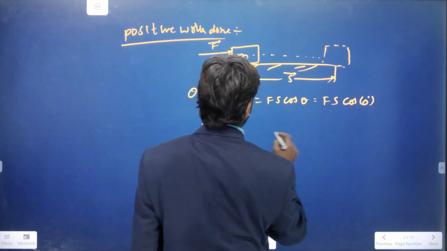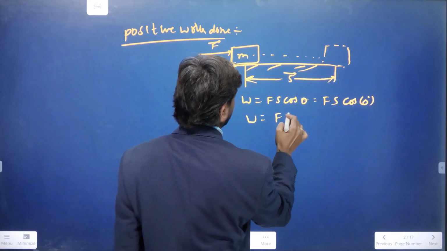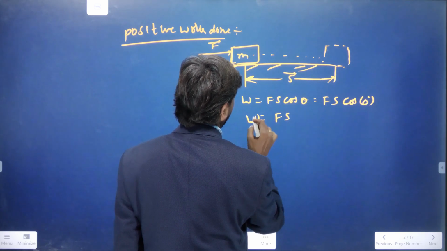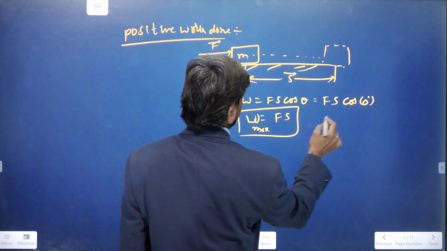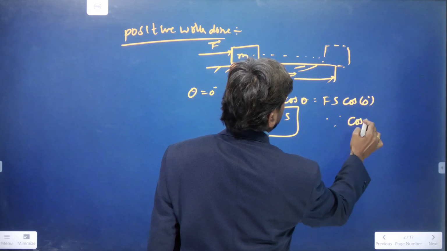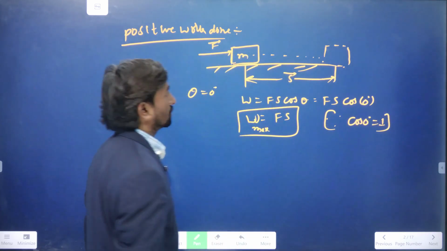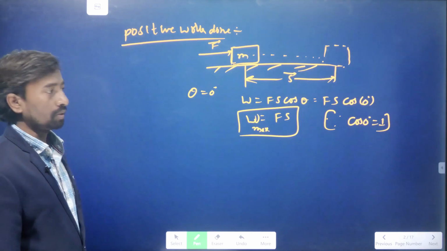So cos 0 degrees, how much is it? Since cos 0 degrees is equal to 1, W is equal to Fs. This is the maximum work done.